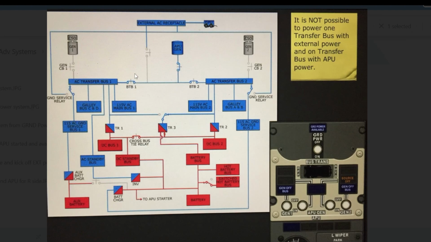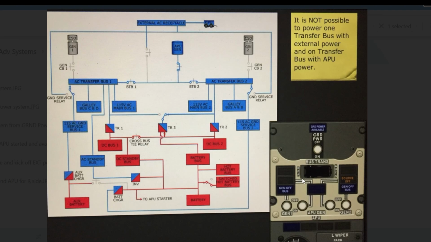So it's going to close this and allow the power to run into AC transfer bus 1, and AC transfer bus 2 is going to have no source of power because ground power has been shut off, so it's automatically going to send APU power to AC transfer bus 2 because this is on auto.